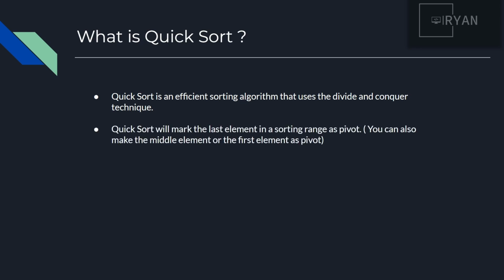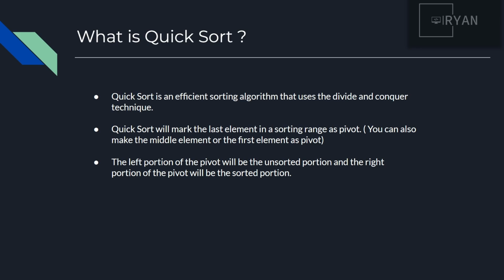First, quicksort selects a special element called the pivot. By default, the pivot is often the last element in the range being sorted, but it can also be the first or middle element depending on the implementation.